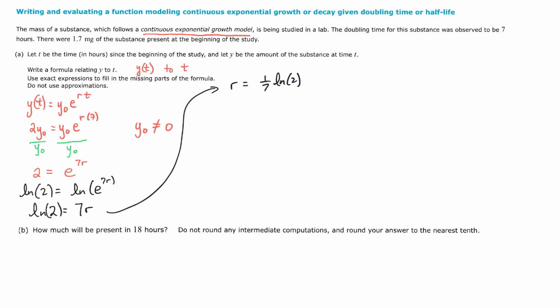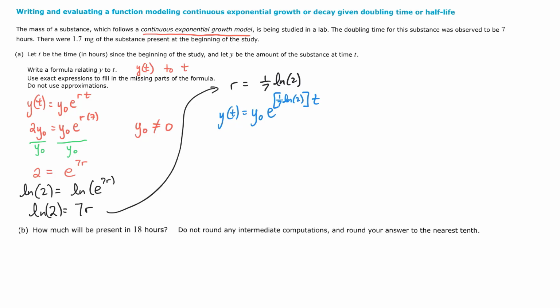We want to go back and write our function. Our function is now y of t is equal to y sub 0 times e to the r, which is 1/7 times ln of 2, multiplied by t.